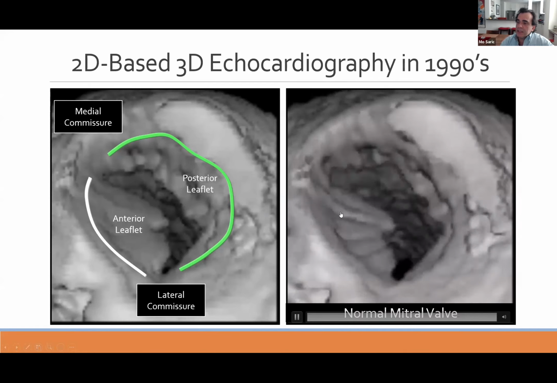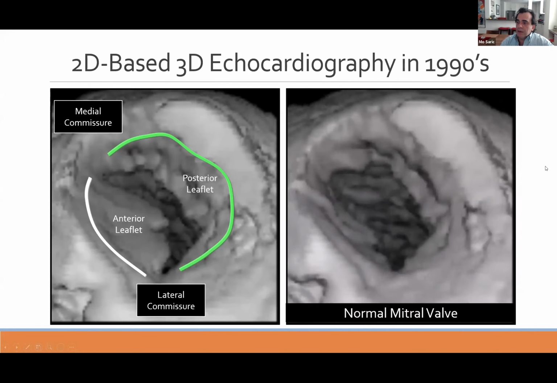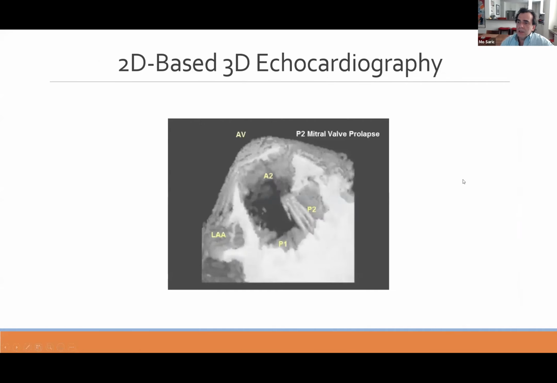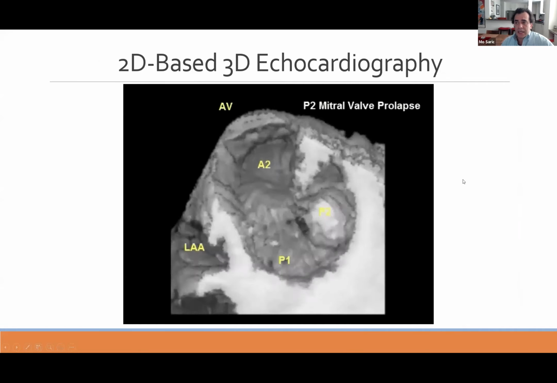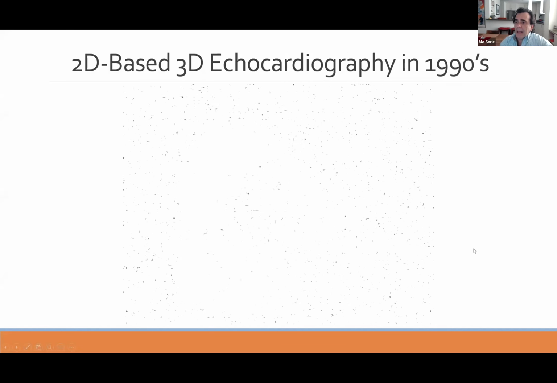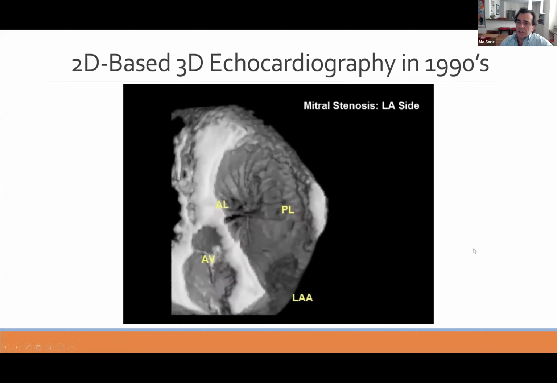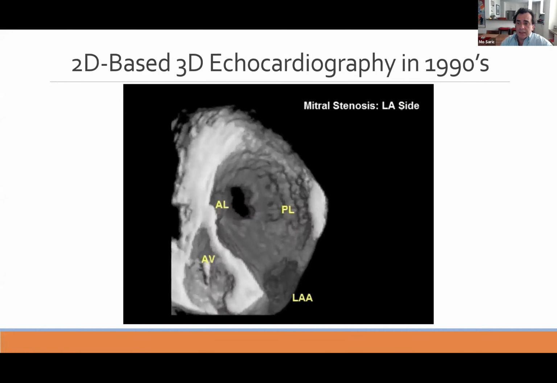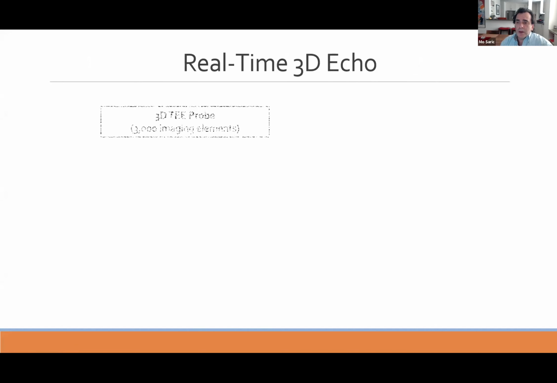So, and this is a normal mitral valve in a moving image. At that time, we could even tell there is, for instance, a P2 prolapse of the mitral valve, and then even a severe mitral stenosis on the left atrial side. But this is 1990s. What about the real time?